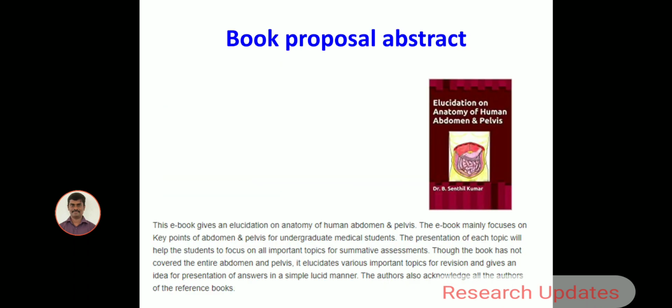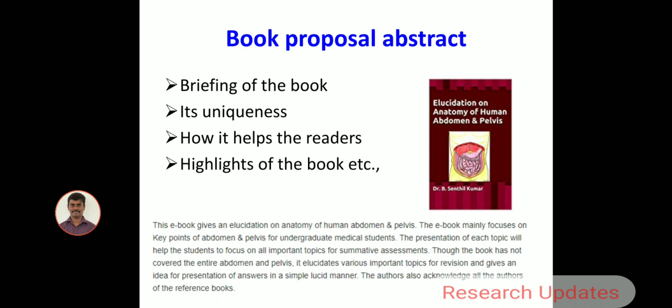The next is the book proposal format. In this book proposal format, you have to briefly explain about your book, the uniqueness of your book, how it helps the readers, and highlights of the book. So all these have to be included in a book proposal abstract when you are sending it to a publisher for publishing your book. Here is an example for one of my book publications which gives you a very crisp and short book proposal format or abstract.